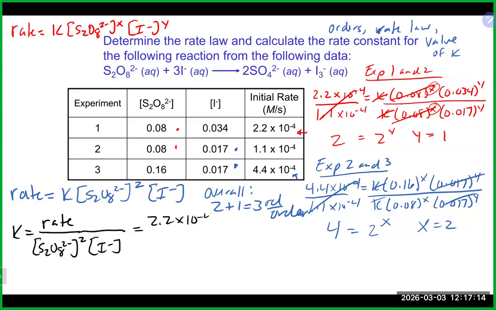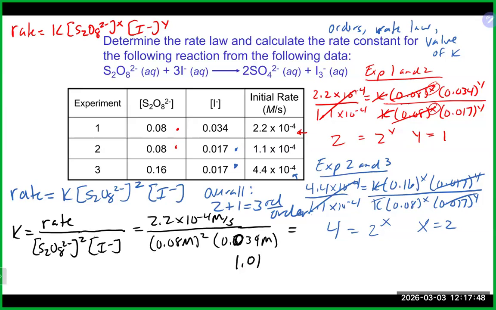So 2.2 times 10 to the minus 4 molar seconds, divided by our 0.08 molar. We are going to square it. We're going to divide it by 0.034 molar, and we're not going to do anything to that one. That's 2.2 times 10 to the minus 4 divided by 0.08 squared, divided by 0.034. It's going to give us 1.01.